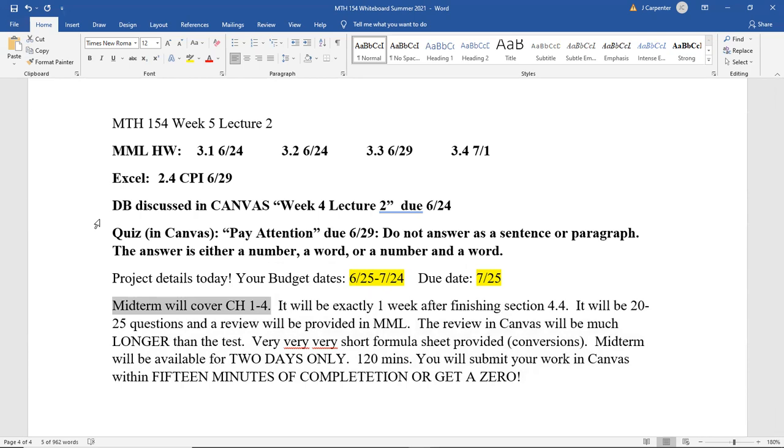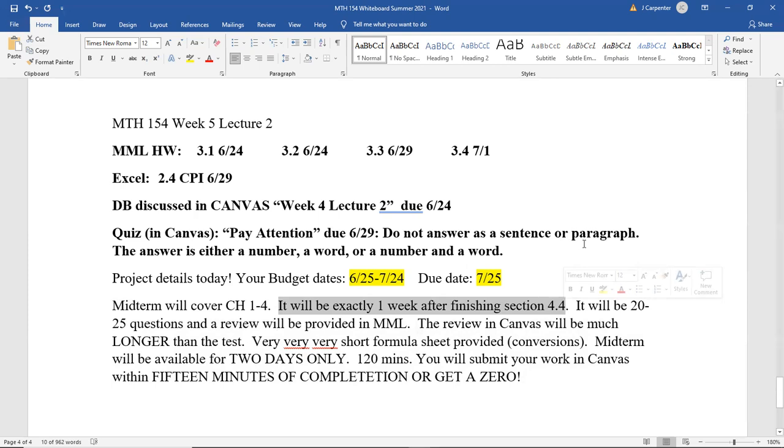Because I don't have an exact date on when we're going to finish 4.4 yet, what I have up here instead is that the midterm will fall exactly 1 week after finishing section 4.4. That's the last section that will be covered in the midterm. I like to finish material and then have a midterm on it a week after. The final exam usually has to be the next class because we go until the next to last class.